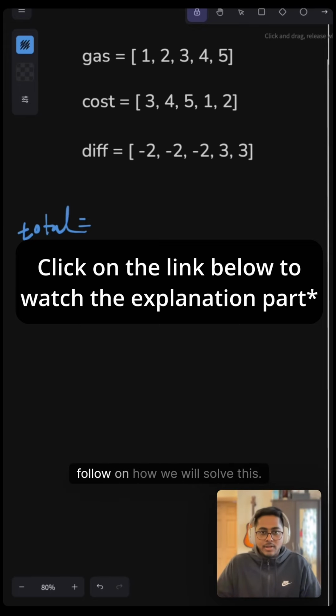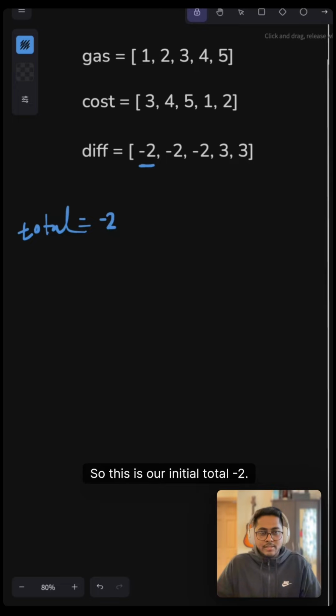Now let's try to follow on how we will solve this. So we'll start at this index. So this is our initial total, -2. But since this is less than 0, we will reset our total to 0, because we know that a negative value we can't really take.